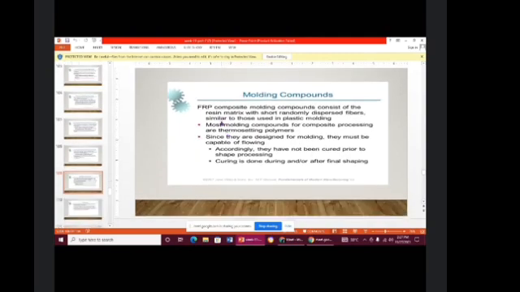So what is a molding compound? Composite molding compounds consist of a resin matrix with short, randomly dispersed fibers, similar to those used in plastic molding. Most molding compounds for composite processing are thermosetting polymers. Since they are designed for molding, they must be capable of flowing. Accordingly, they have not been cured prior to shaping, and curing is done during and/or after final shaping.